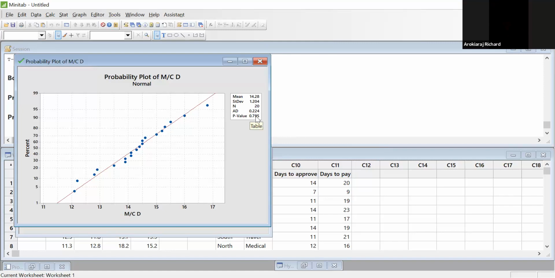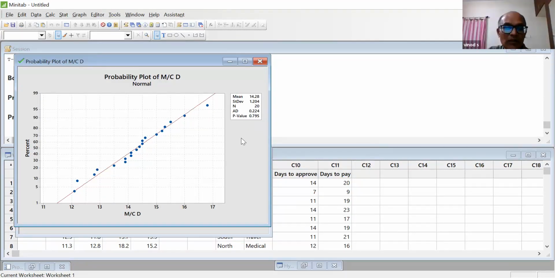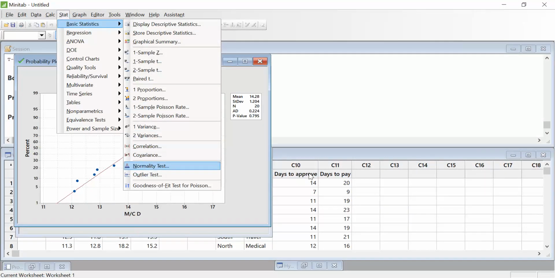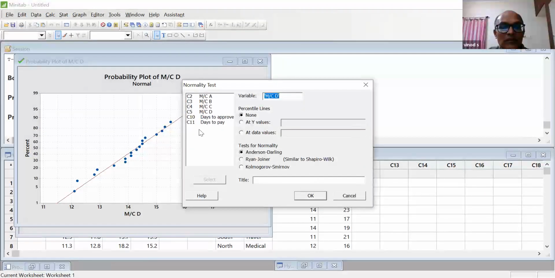0.795. It is almost 0.8. So this is also normal, right? We have to do that for all. Maybe we will do one more. The p-value should be less than 0.05. 5%. Please remember it is 5%.